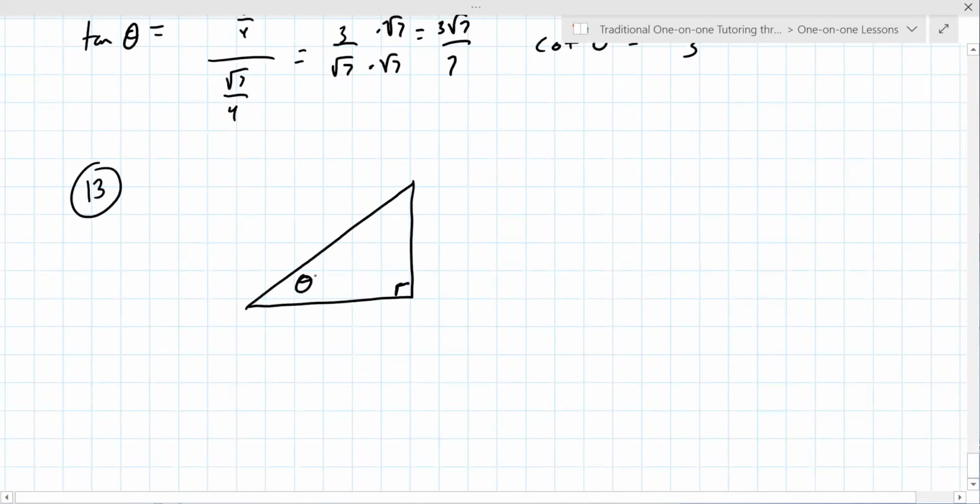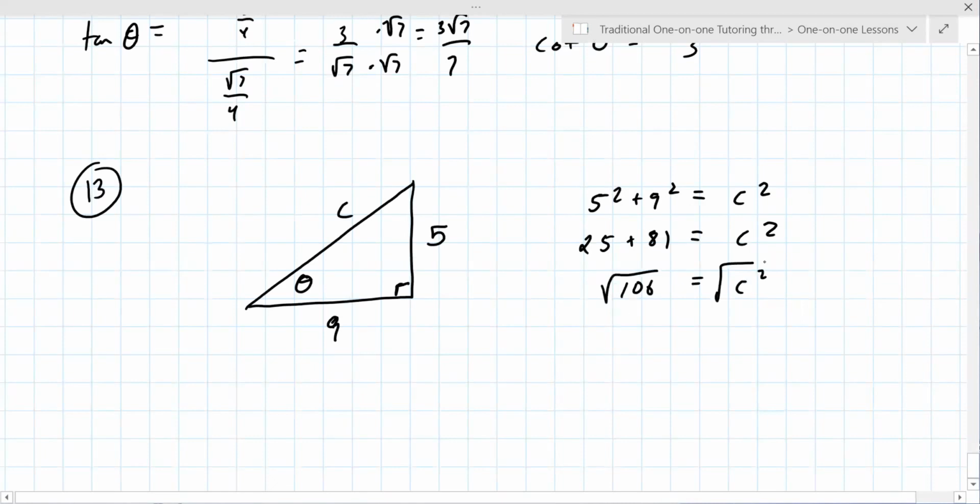There's theta. Tangent of theta is opposite over adjacent. And again, you have to find the hypotenuse here. So C: 5 squared plus 9 squared equals C squared. 25 plus 81 equals C squared. This is 106. So take the square root of that. That's 2... I'm sorry, is that right? Yeah, that's 53. 53 is a prime number, so it just becomes that.